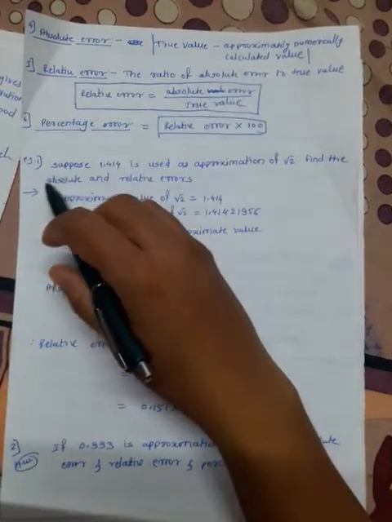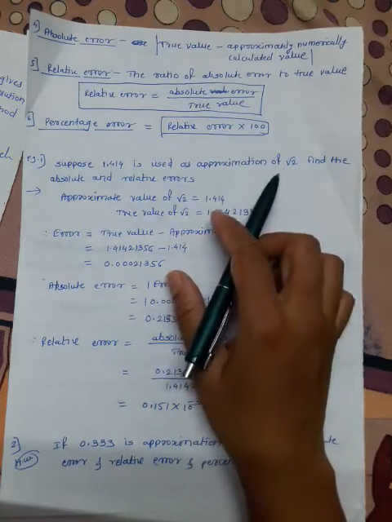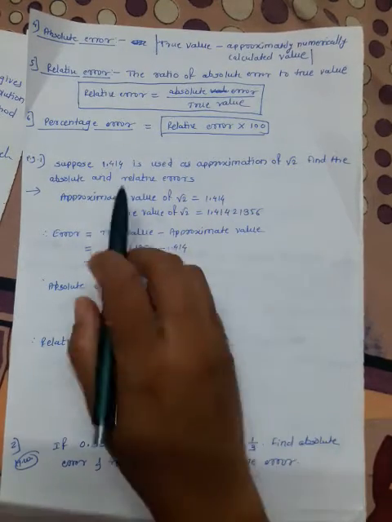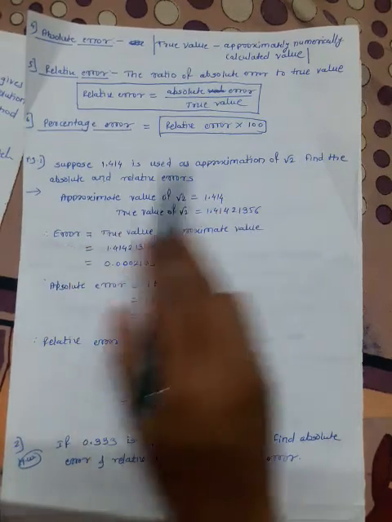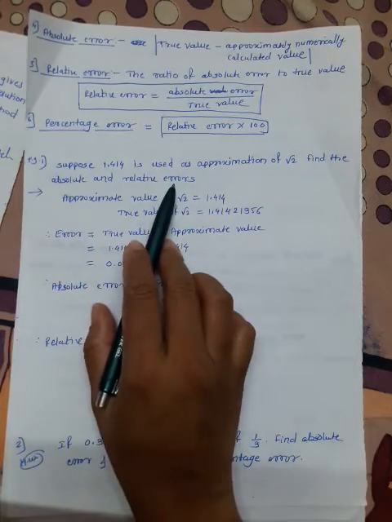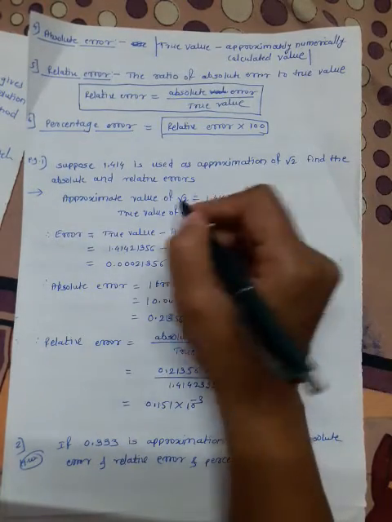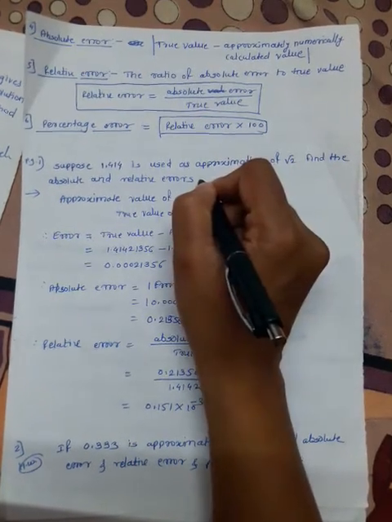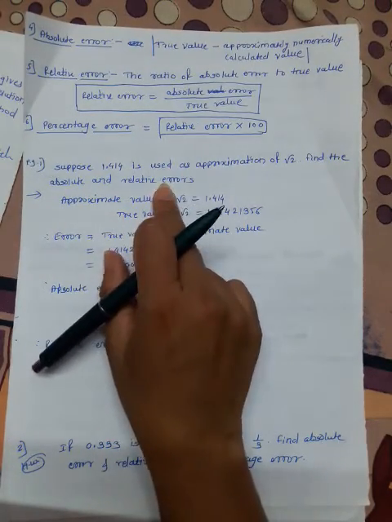Now let us see the first example of errors. Suppose 1.414 is used as an approximation to root 2. This is the approximate value. Find the absolute and relative error. This is the absolute error we have to find, then the relative error. Also we can find the percentage error in the same example. We can calculate percentage error by multiplying this relative error by 100.